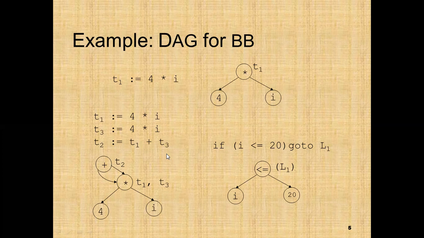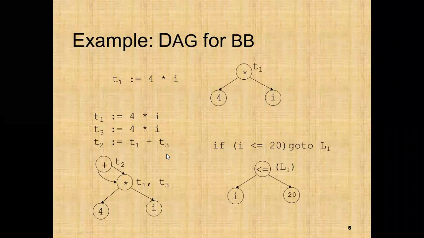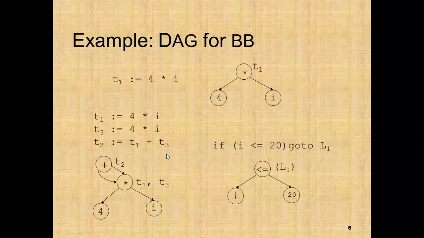What will you do? Now consider T1 as the first temporary variable 4 star I. Again you can see another variable T3 4 star I. Then we can say here T2 is equal to T1 plus T3. You can also change the nomenclature. I am just considering the basic examples so that you can understand how we will draw the directed acyclic graph.